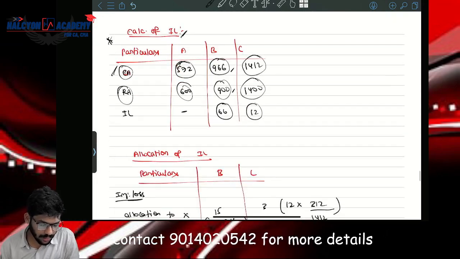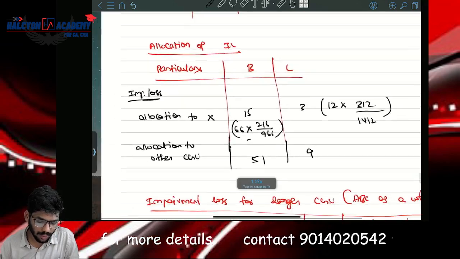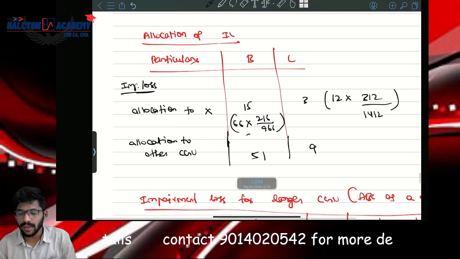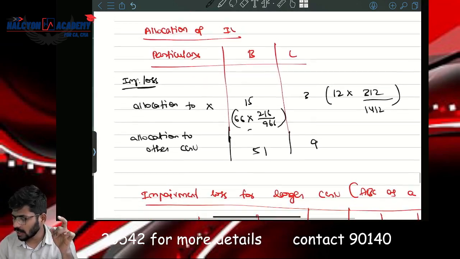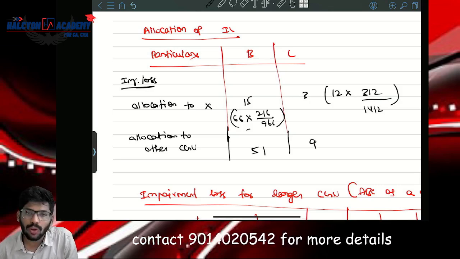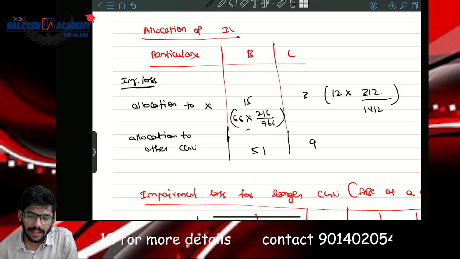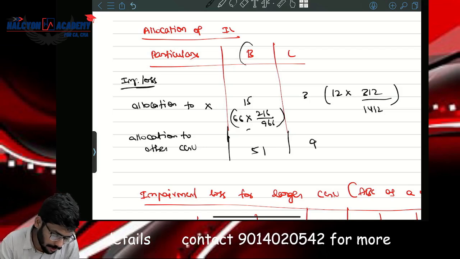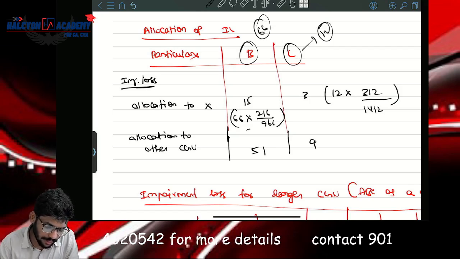Clear? So we are done with the impairment loss. Now you have to allocate the impairment loss. I already discussed this in the previous example. We got impairment loss in case of asset B as well as C. In case of B, the impairment loss value is 66. In case of C, the value is 12.